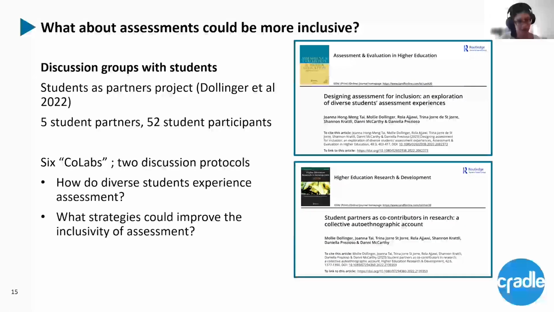There's a methodological paper there, led by my colleague Molly, about how we involve student partners in this research. We did have 5 student partners and 52 student participants who participated in 6 collab discussion groups. And we wanted to know, how do diverse students experience assessment and what strategies could improve the inclusivity of assessment?